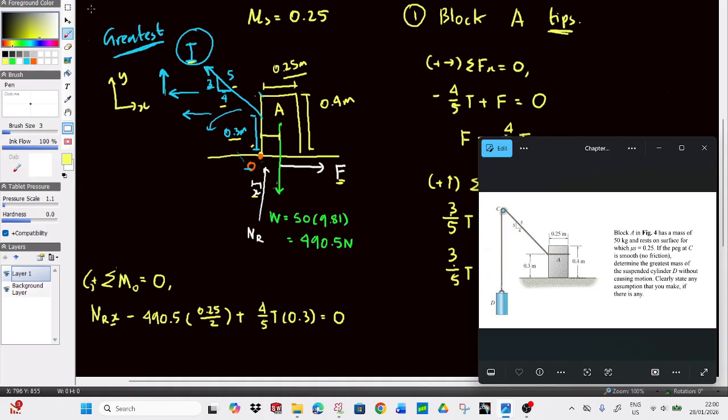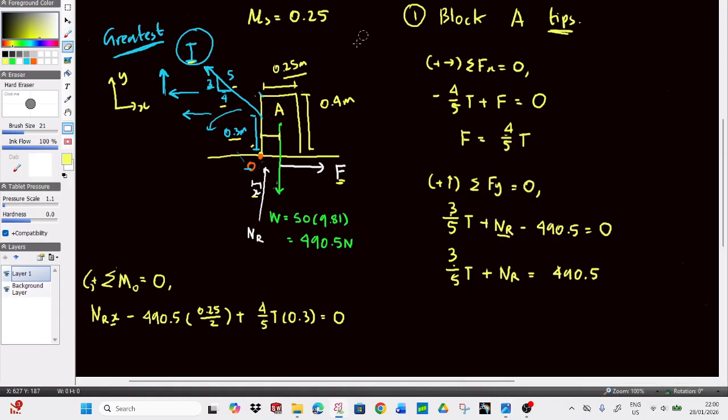Okay, I got it. Since you say we can make any assumptions, let's assume that because block A is tipping over, this particular x that I mentioned earlier will be equivalent to 0. What I'm trying to say here is that the distance between NR and the weight is actually equivalent to 0.25 divided by 2, which equals 0.125 meters. So the distance from NR to the point O becomes 0.